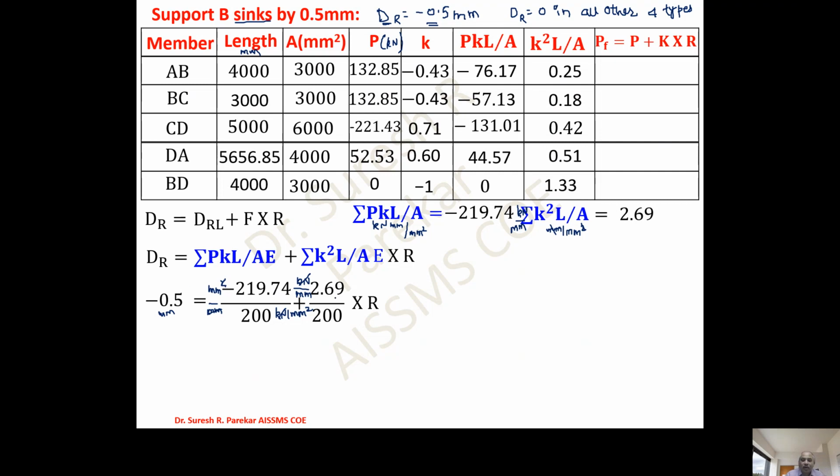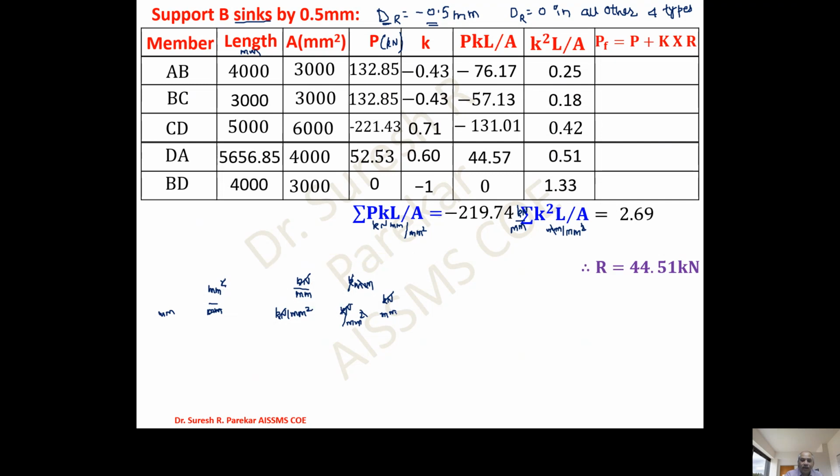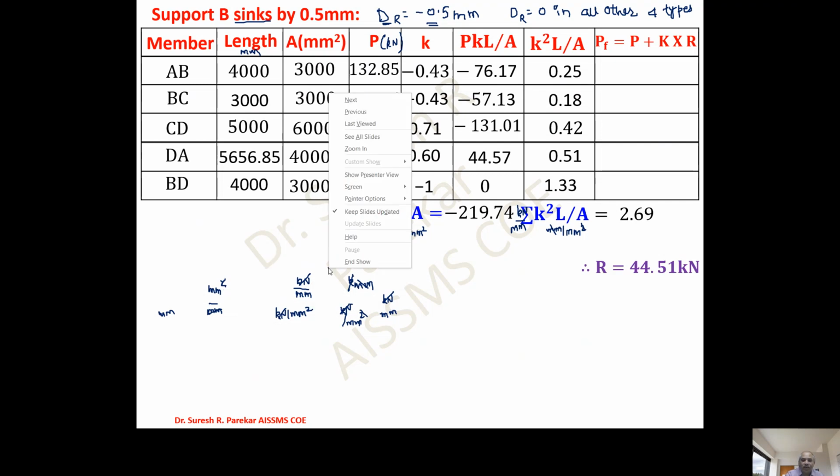So here also we have this value per millimeter. This value we have per millimeter square. R we have, so kilonewton per millimeter square. R we have in kilonewton. This kilonewton gets cancelled. This millimeter gets cancelled. And we have again this as millimeters. So for this R, we will get directly 44.51 in kilonewtons.